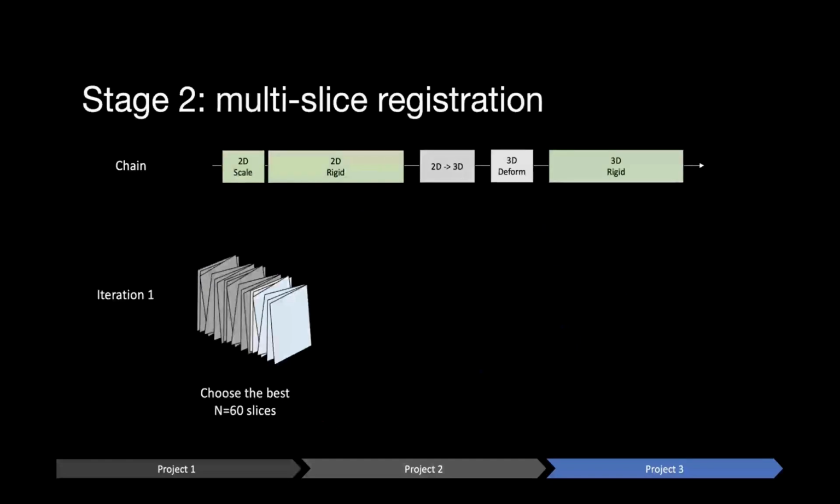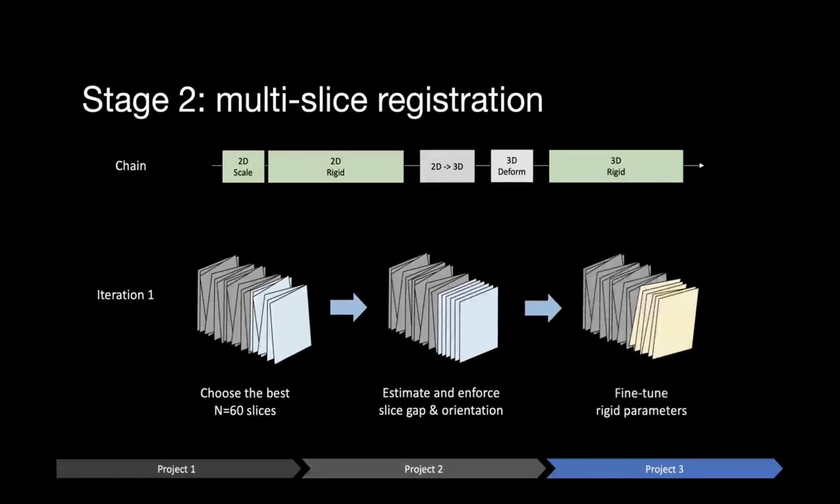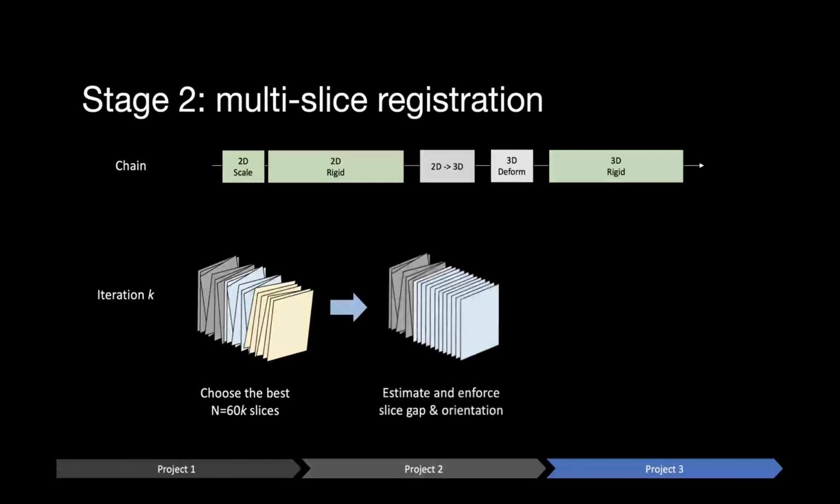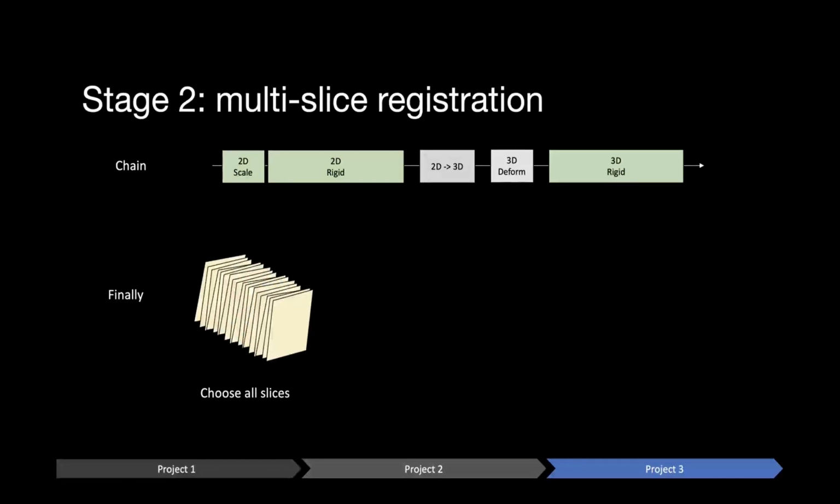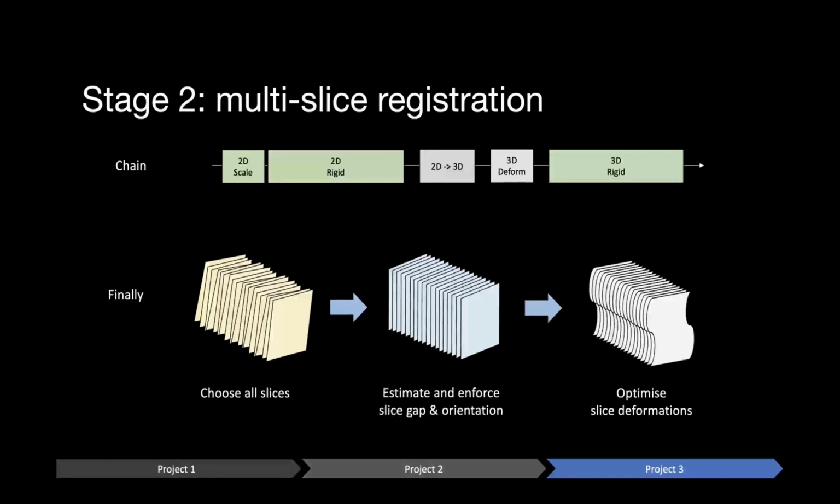It uses the output of stage 1, and it chooses the best 60 slices. It estimates the slice gap, the average slice gap, and the average slice orientation, and it pins it down. And once it pins it down, it then moves on to further fine-tune the rigid parameters of the individual slices, making it a little bit more jagged again. But then in the next iteration, we select all these 60 slices plus the next best 60 slices. And we again estimate the average slice gap and the average orientation. We fix those. And again, we fine-tune the alignment of the slices individually. And we keep repeating this process until we recruit all the slices, at which point we finally fix the slice gap and the orientation, making all slices parallel and nicely aligned. And that's the moment when we can introduce 3D deformations to the ensemble of the slices.